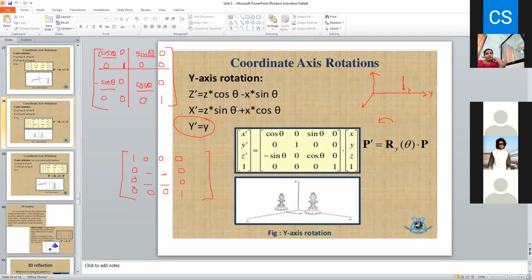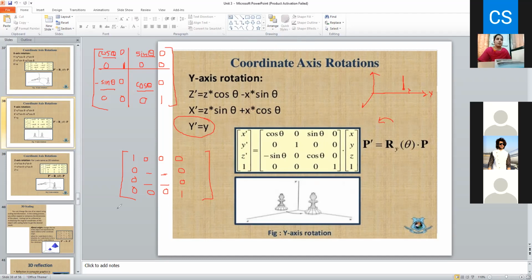Now what will happen with the z axis? Can anyone tell? Ma'am, Z becomes constant and X and Y change. Right, very good. So here I will write that.